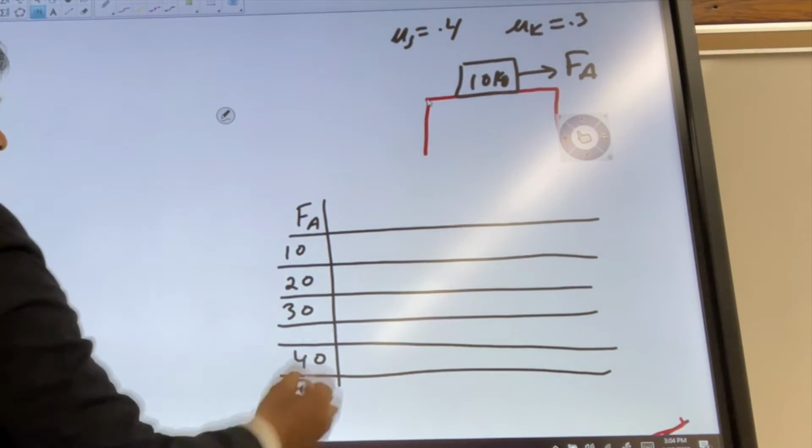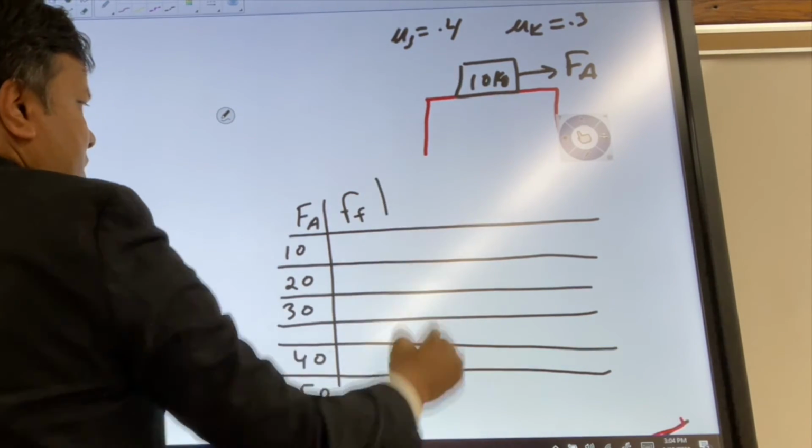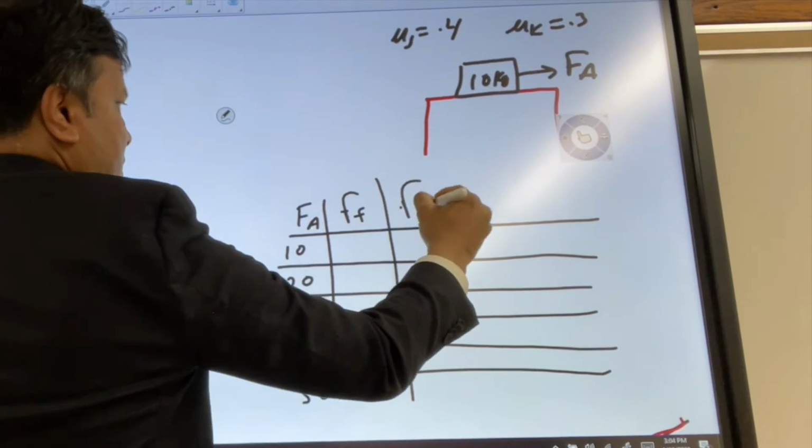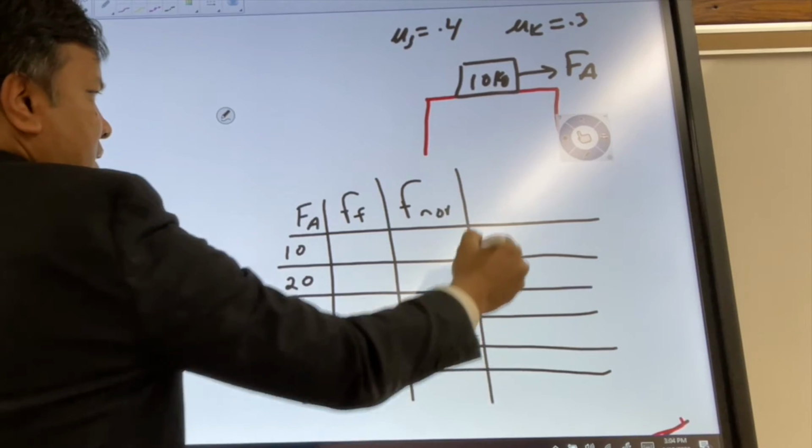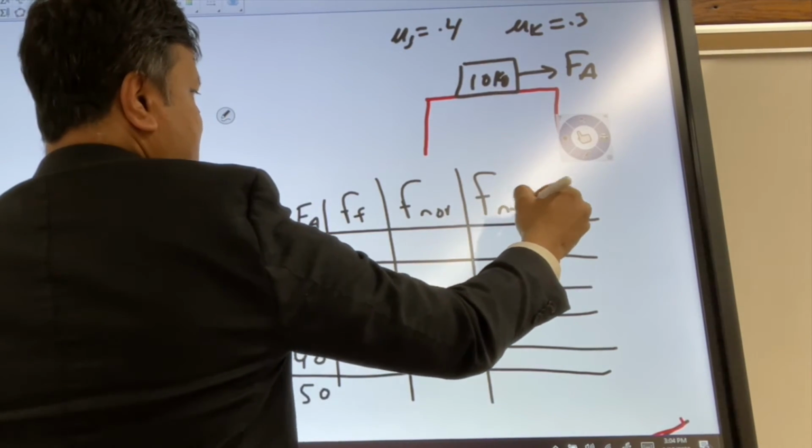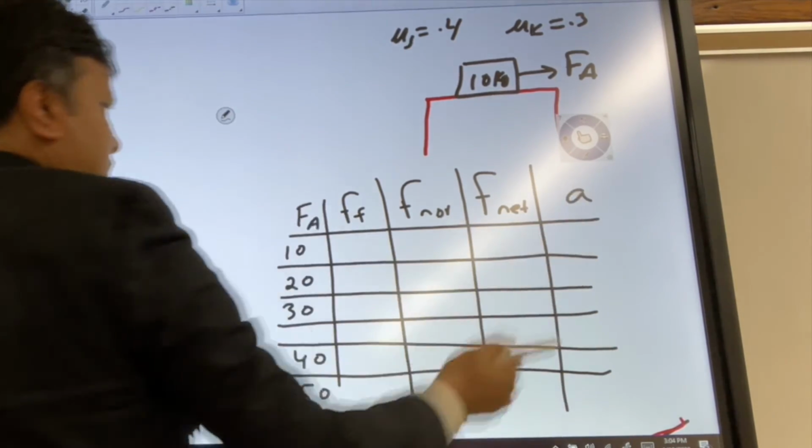Okay, what else are we gonna find? FF maybe. What else can we find? F normal. What else can we find? F net, and finally acceleration. Okay, this is our goal.